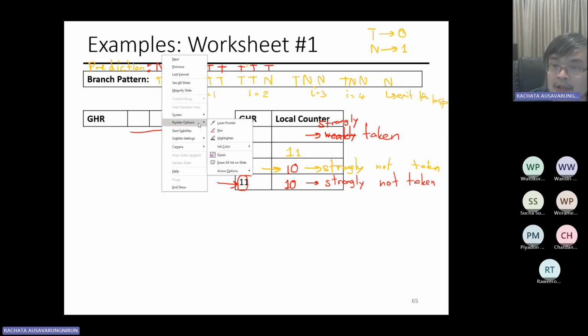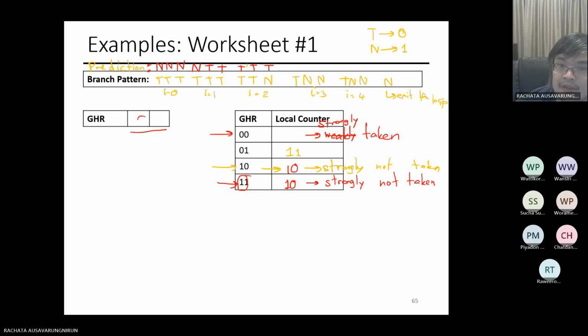Now your GHR is going to become 0 and 1. For your local counter, the last time you saw 0, 0, you predicted incorrectly, so it becomes 0, 1. It goes back to weakly taken.